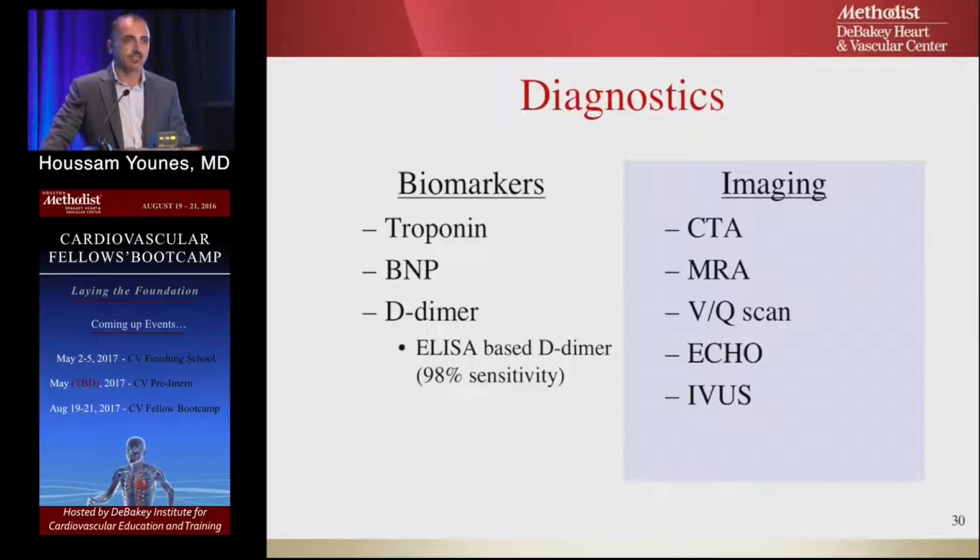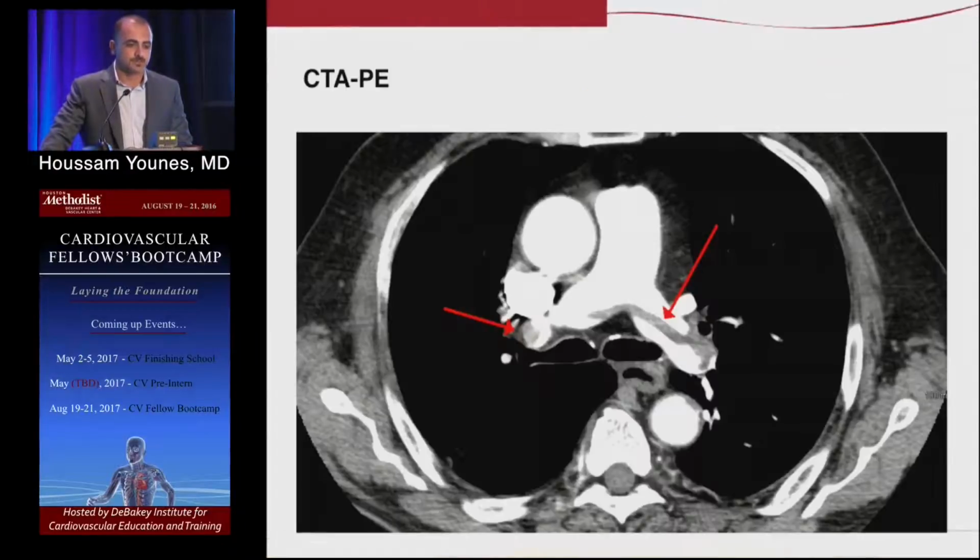MRA and iodine allergy in pregnancies, you can consider that. VQ scan, very confusing. Low probability, moderate probability. What would you do with that? Echocardiogram, you look for right ventricular strain, even left ventricular strain. And intravascular ultrasound, it's invasive, but it still can be considered, especially if you're considering therapeutic options.